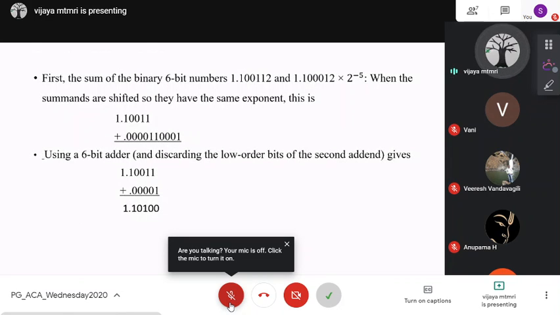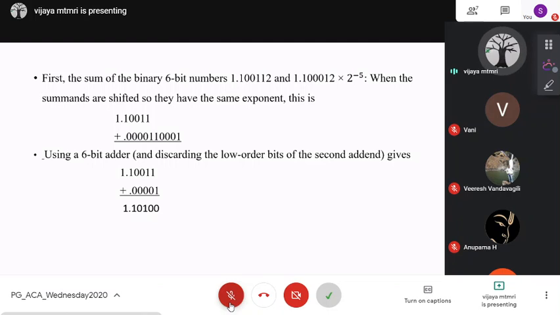First, take the 6-bit binary number 1.10011 and 1.1001 times 2 to the power of minus 5. Once they are shifted, they have the same exponent. So when we have 2 to the power of minus 5, we can write it as 0.00001. It has shifted 5 places, hence we get 4 zeros there. After getting these numbers, we have to add them. When we add the binary numbers, we get the answer 1.10100, and discard the extra bits which are not part of the addition.